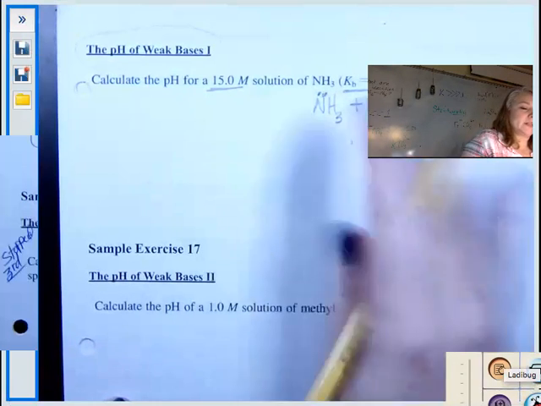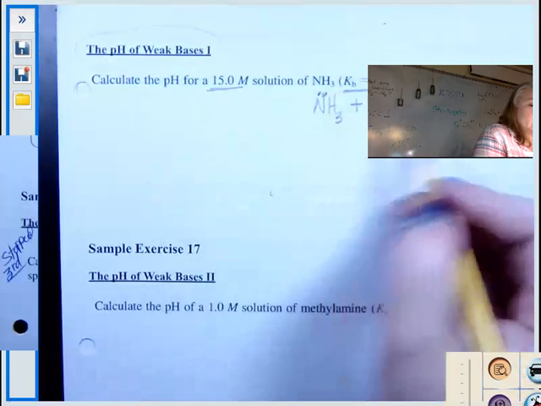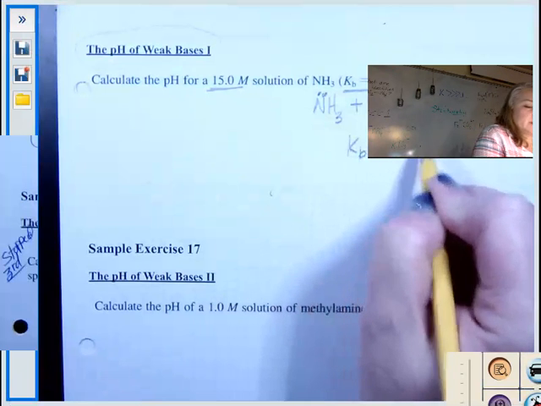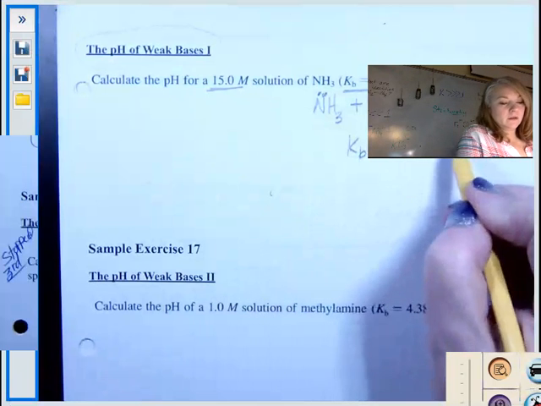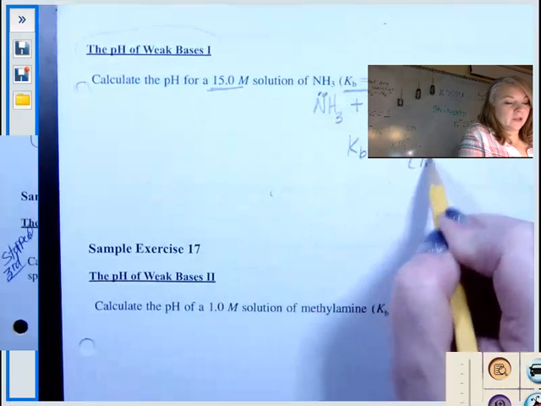Now let's write a KB expression for this. Remember, water doesn't ever get written in because it's a pure liquid. So KB is equal to NH4 positive times OH negative over NH3.